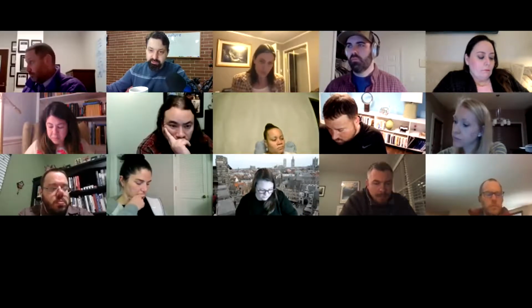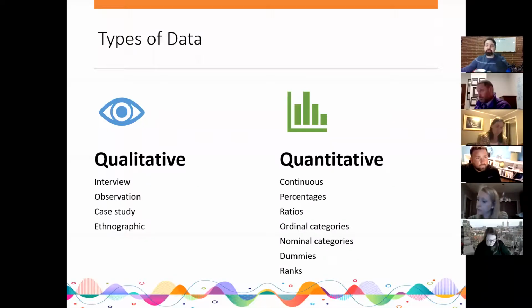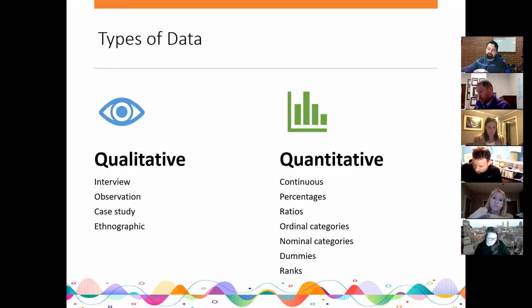All right. So now a few words about types of data. There is really nothing unusual here for you. You know that there is qualitative data and quantitative data. When it comes to qualitative data, we can be looking at transcripts of interviews, observations, case studies, ethnographic data. When it comes to quantitative data, you can have continuous variables, percentages, ratios, ordinal categories, and stuff like that.